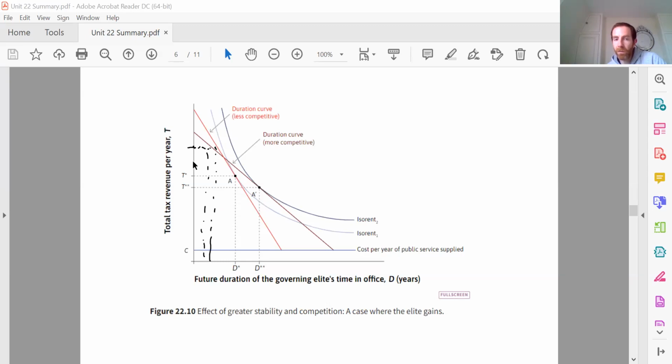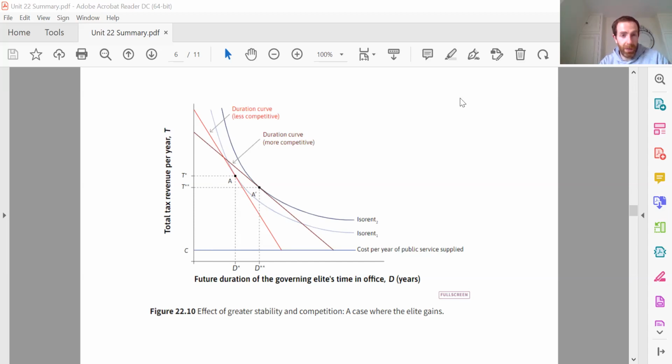But if the tax revenue goes low enough, then in the more competitive environment there's going to be more stability, a longer duration than in the less competitive environment. So it's possible that the increased competition also brings a level of stability that allows governments, for certain tax revenues, even though there's more competition, to stay in power for longer. So that's a possible alternative story that we could tell about how the duration curve might change.